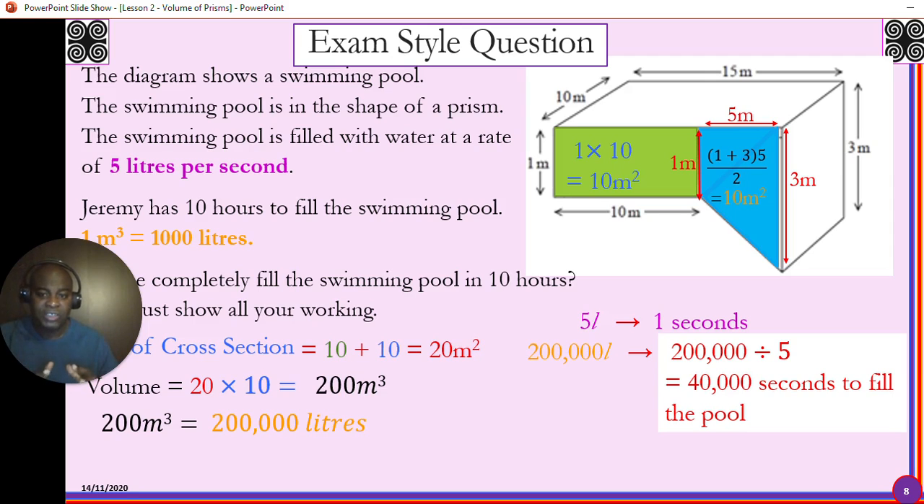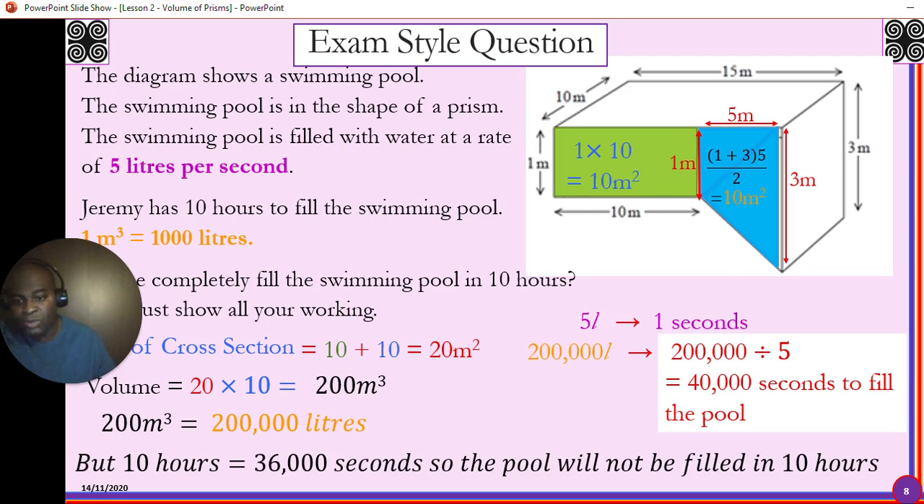40,000 seconds. So now let's convert 10 hours into seconds and compare if it is more or less than 40,000 seconds. Hours to minutes is times by 60. Minutes to seconds times by 60. So we're going to times 10 by 3,600. And 10 hours will equal 36,000.